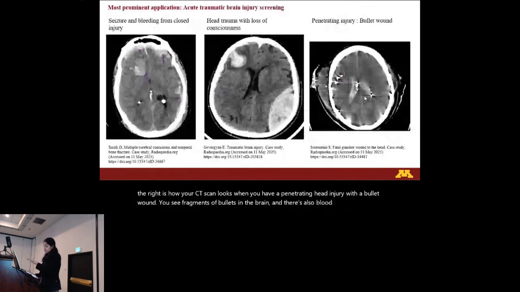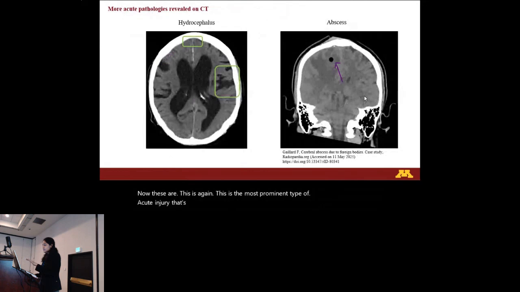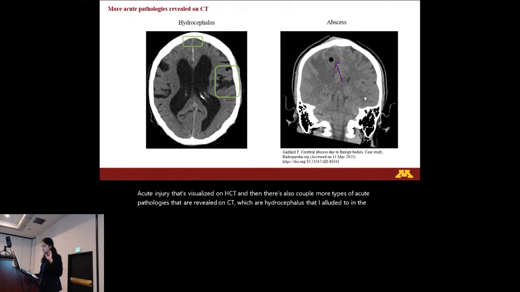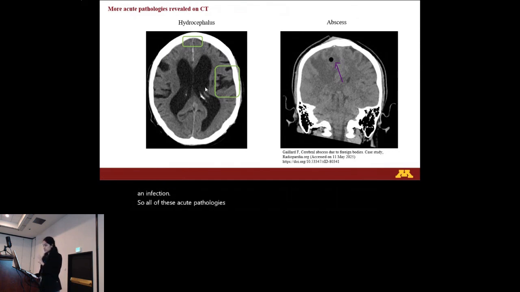Now, this is the most prominent type of acute injury that's visualized on head CT. And then there's also a couple more types of acute pathologies that are revealed on CT, which are hydrocephalus that I alluded to in the beginning when I was talking about the Sylvian fissure. If you recall, it's highly expanded here, and your midline space is almost constricted, and this is a telltale sign of hydrocephalus. And then on the right side, you see a patient with an abscess, which is also an acute condition. It's an infection. So all of these acute pathologies can be revealed on CT.